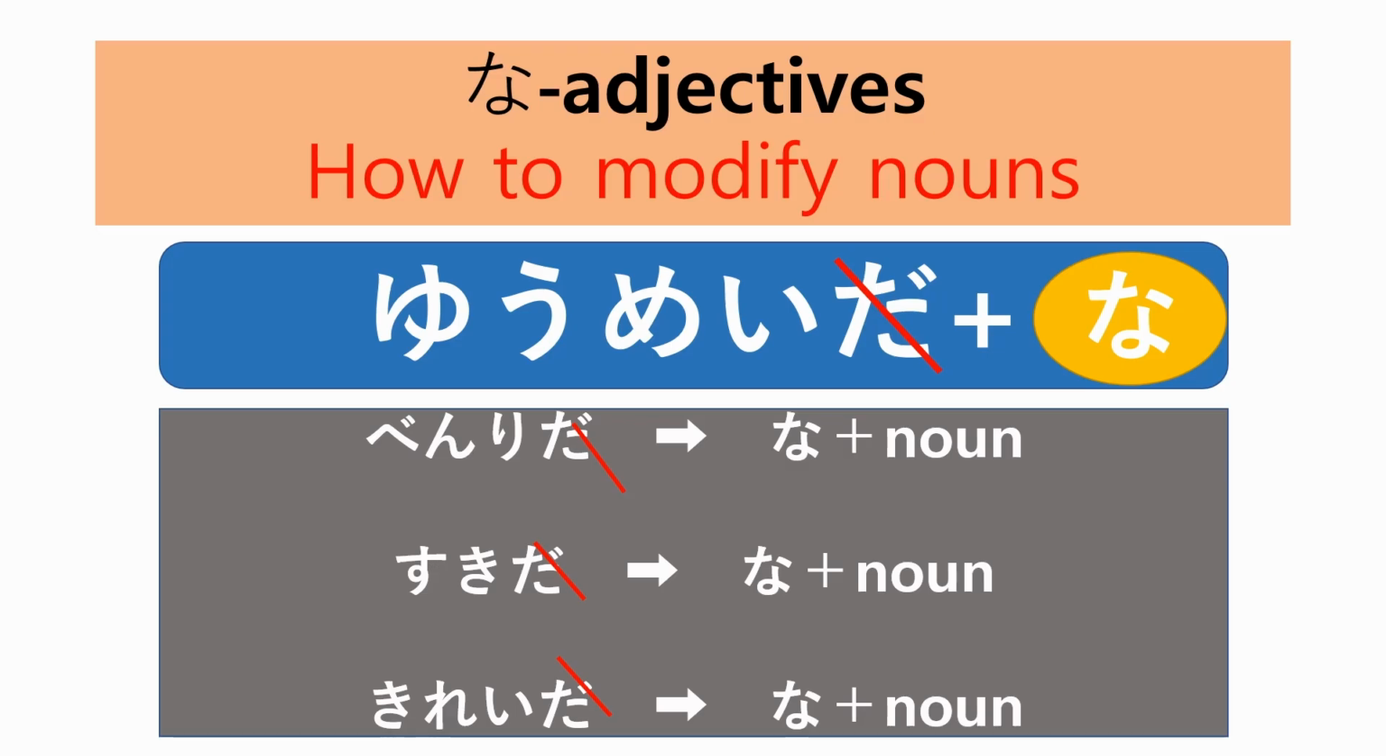Now finally, let's practice how na-adjectives modify nouns. To do that, we remove the final だ and connect the adjective to the noun with な. So 有名だ、有名な人. It means famous person. 便利だ、便利な街. It means a convenient city. 好きだ、好きな映画. It means a favorite movie. きれいだ、きれいな花. It means a beautiful flower.